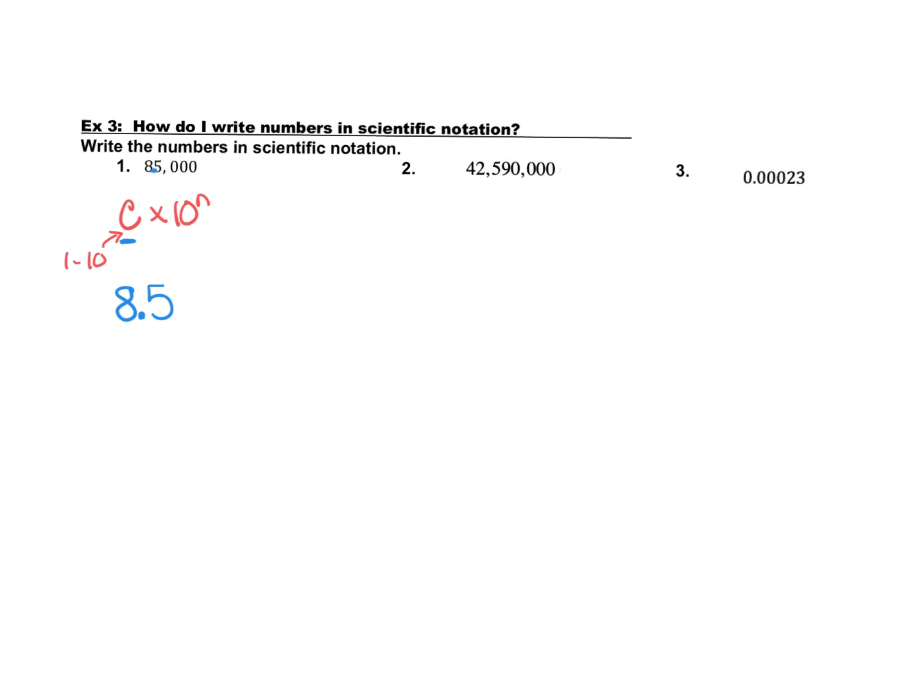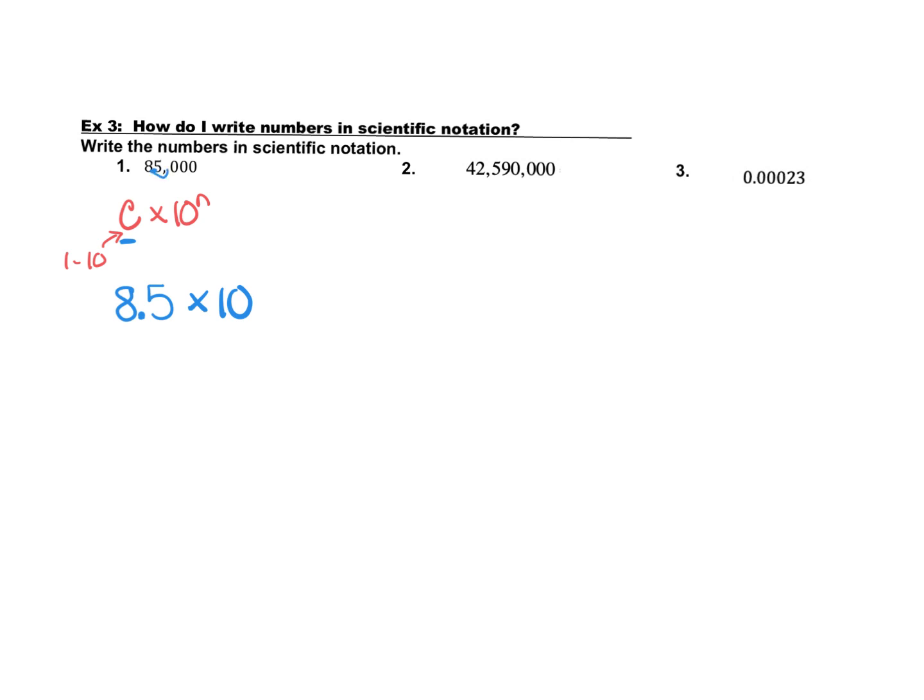Now, there's a couple of different ways that I look at to determine if it's going to be a positive or a negative exponent. Well, first of all, we know it's going to be times 10 to the something power. What I like to do is I like to then look at this and count how many to put it back.